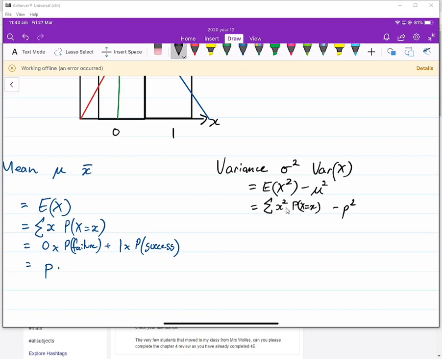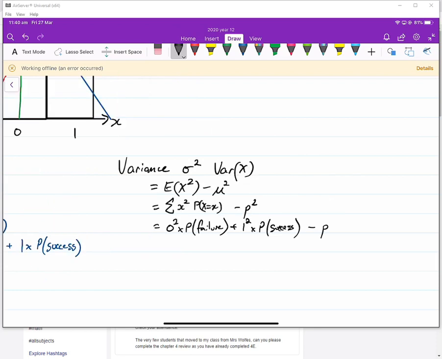So we can work this out. What's this part? The sum of all my x squared. So let's have a look: 0 squared times the probability of failure, plus 1 squared times the probability of success, and then minus p squared at the end. So this is my expected value of x squared minus p squared. 0 squared is nothing, plus 1 squared times the probability of success, which is p. So that's the same as p minus p squared, which is the same as p times 1 minus p.